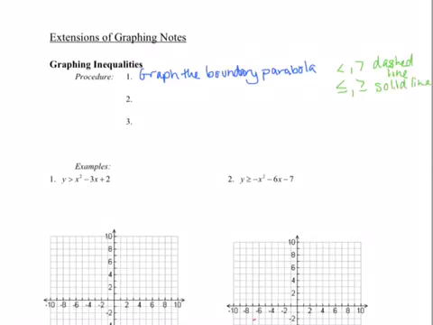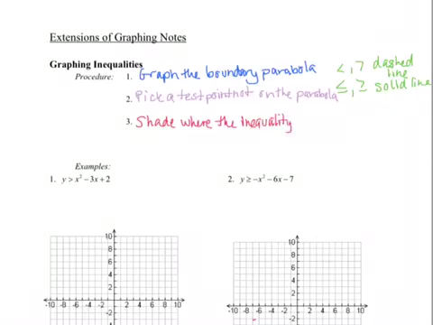Okay, step 2 is you're going to pick a test point not on the parabola. And then step 3, you're going to shade where the inequality is true, which is either going to be inside the parabola or on the outside.